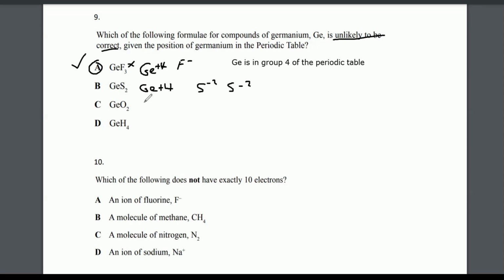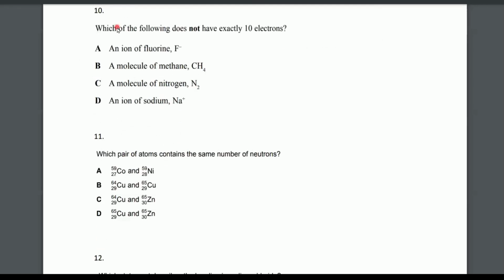Germanium is +4. Sulfur is in group 6, so will be -2. As there's 2 -2s to go with the +4, they cancel out. That's the correct formula. Germanium oxide, +4. Each oxygen's -2, so GeO2 would be correct. And germanium hydride, you've got germanium +4. Now, hydrogen can be -1 or +1, so that would be correct.